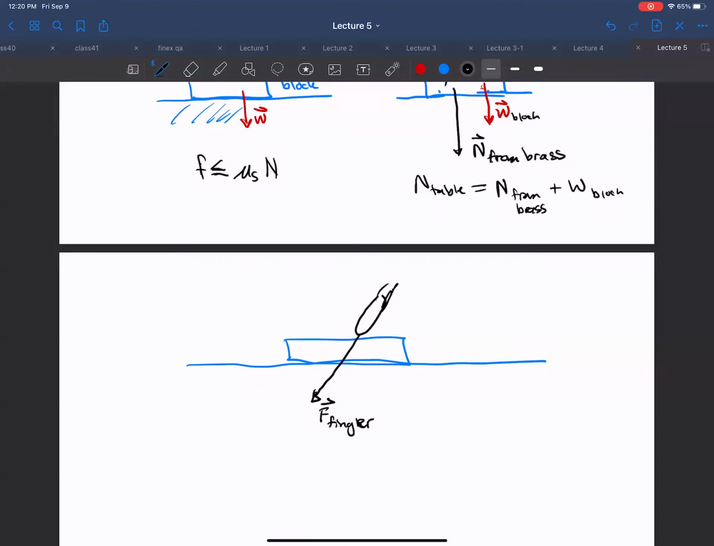Some of you already have this intuition, but I should have said it more carefully. Friction always acts parallel to the interface. So the interface here is a horizontal interface, and so the friction is going to be horizontal. So there's no vertical component to the friction. Keep on talking.